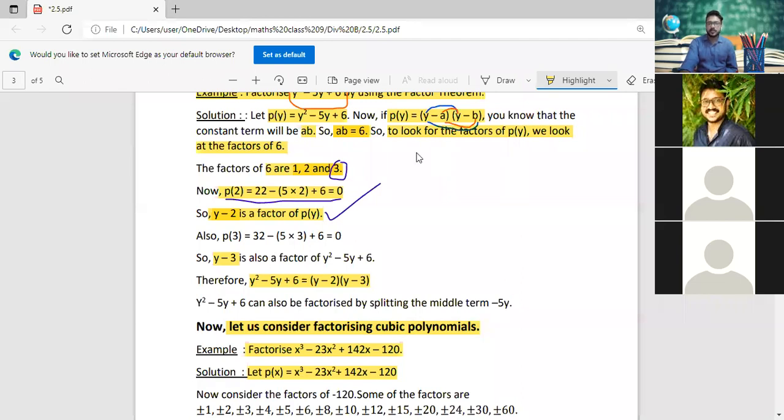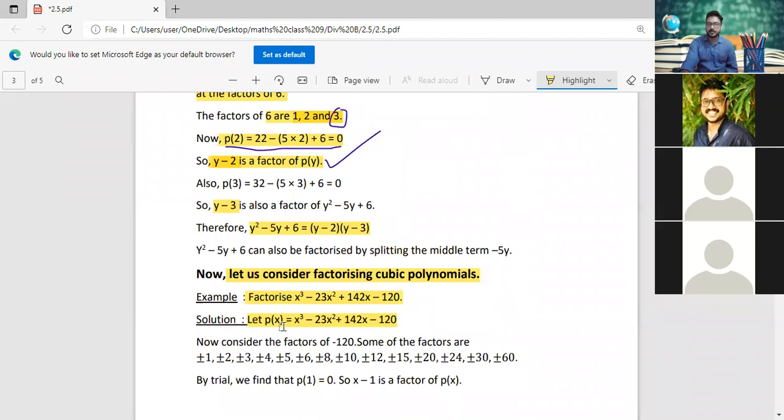Now we want to consider the factors of minus 120. You know why we are considering the factors of 120? Because it is the constant term. Clear? Am I clear? Yes, sir. Okay, fine. So we are considering the factors of minus 120.